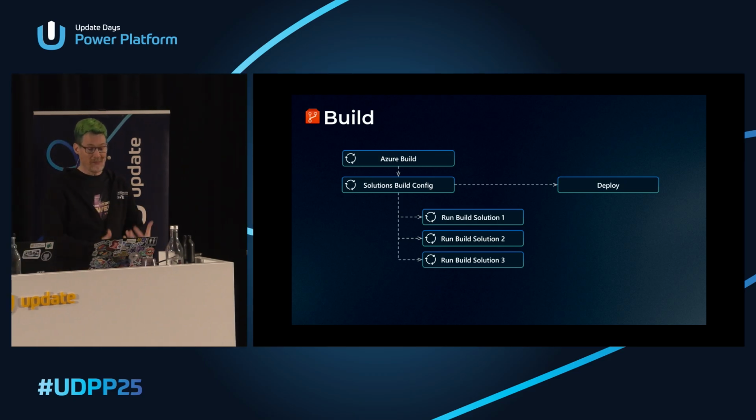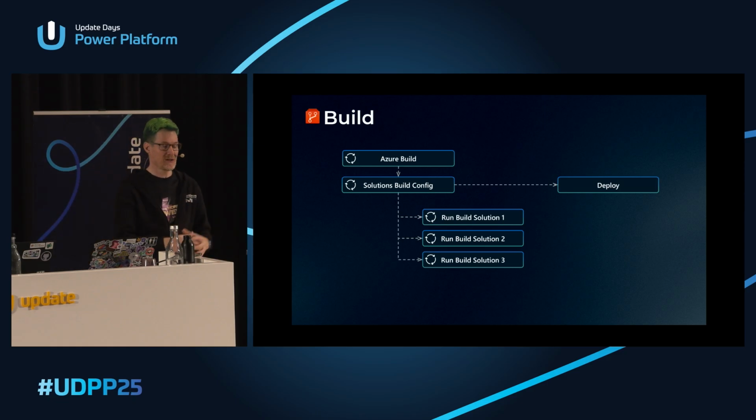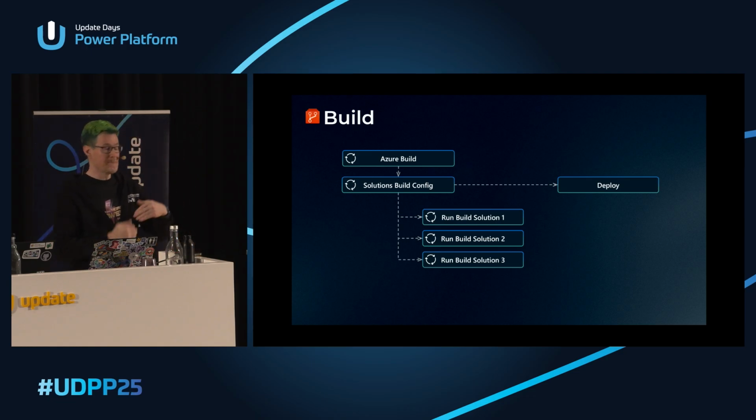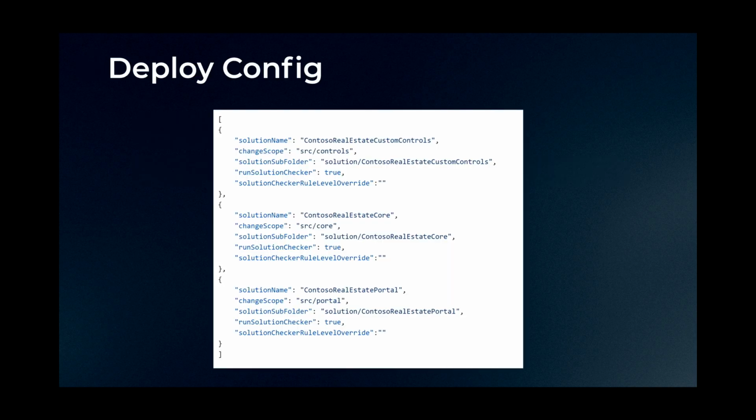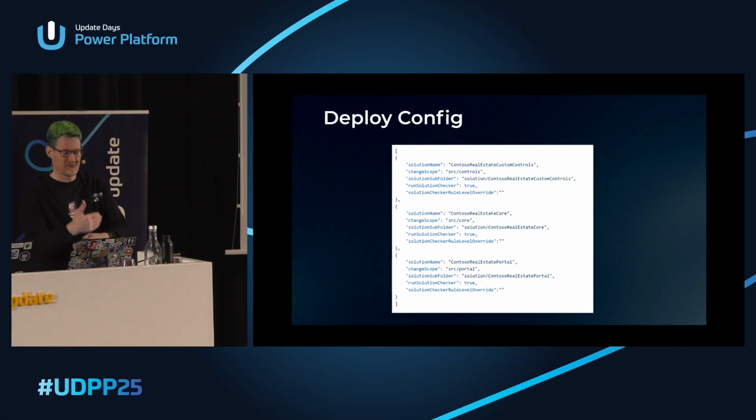So what that means is your build pipeline will be able to do your Azure build because it's all in the same repo. You can build your Azure code. You can use Bicep to create deployment scripts for that. You can then build multiple solutions. So in the Contoso real estate sample repo, if you go there, you can see it has a config that says, these are my different solutions, and this is where they exist in my repo. For example, here, the custom controls is under source controls.